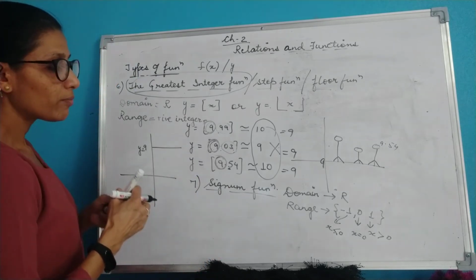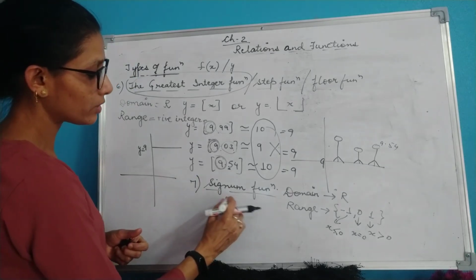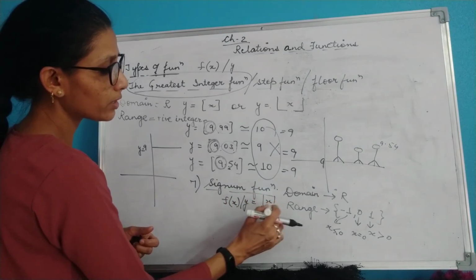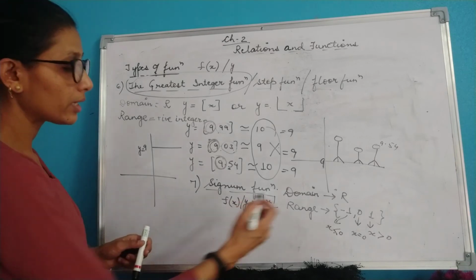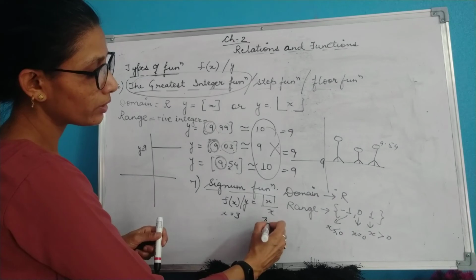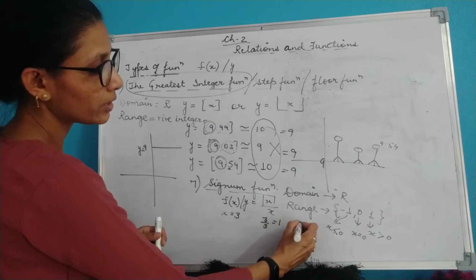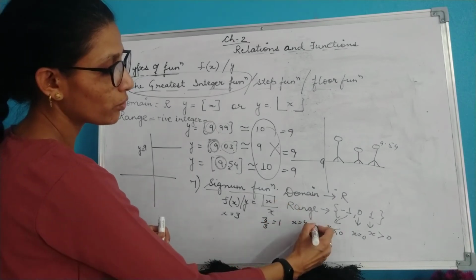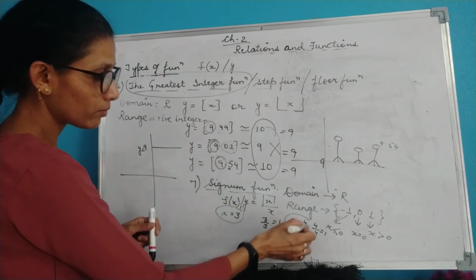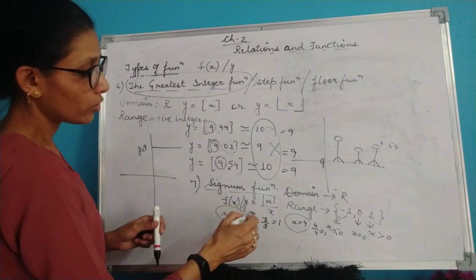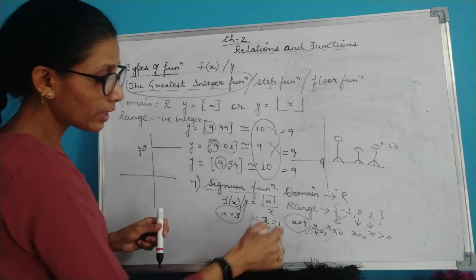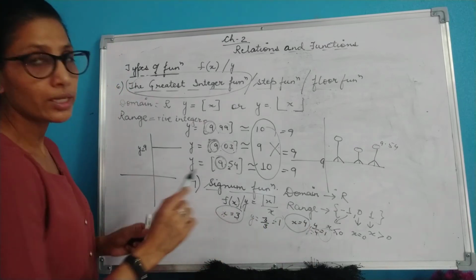So Signum function can be defined as f(x), or simply I can write y equal to mod of x upon x. If x equal to 3, what will I get? 3 by 3, which is equal to 1. If I take x equal to 4, then mod of 4 upon 4 will be equal to 1. That means whatever value x takes, your range will always come out to be 1 when x is greater than 0.